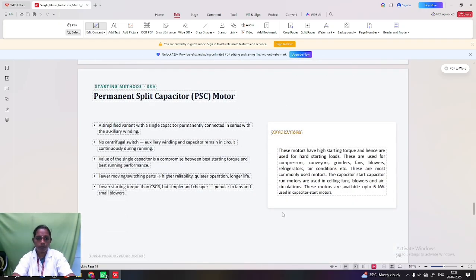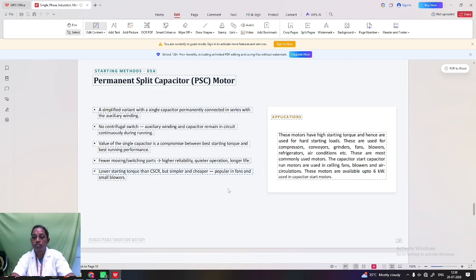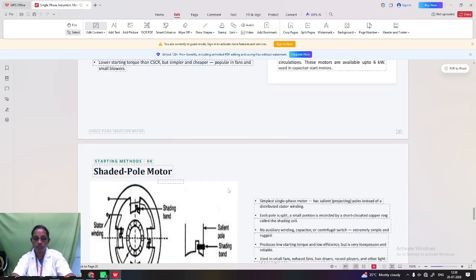Next, the permanent split capacitor motor. Already we have discussed it. Here there is no centrifugal switch; the auxiliary winding and capacitor remain in the circuit continuously during running. The value of the single capacitor is a compromise between the best starting torque and the best running performance. Here the starting torque is lower than the capacitor start, capacitor run, but it is simpler and cheaper, and is popularly preferred in fans, small blowers, etc. These motors are available up to 6 kW.